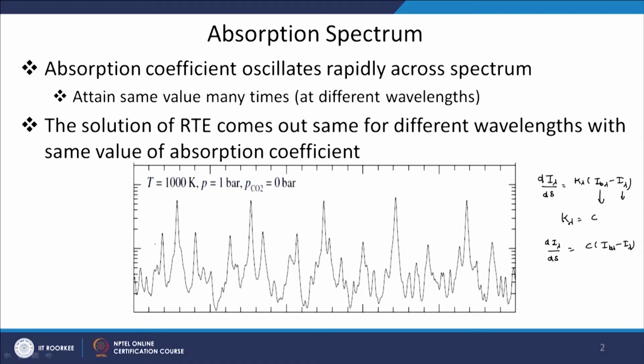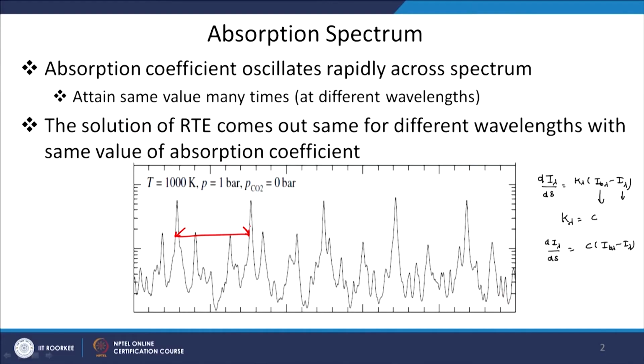Of course, the effect of the Planck function will be felt. Let us say we pick two wavelengths, this one and this one, having the same magnitude of kappa_lambda, and over this small wavelength range I_B lambda is also not changing very much. So, we get the same emission and the same absorption, so we get the same intensity. For these two wavelengths, because the absorption coefficient is the same and the Planck function does not change, we get the same answer for the intensity.